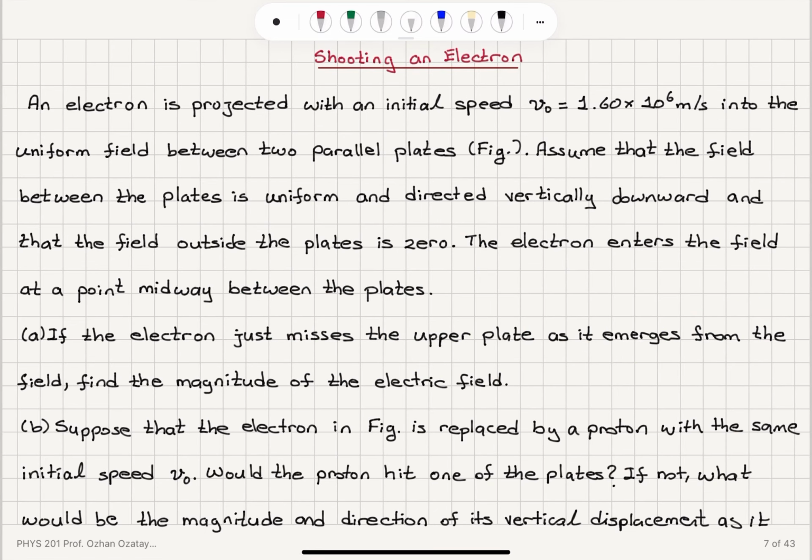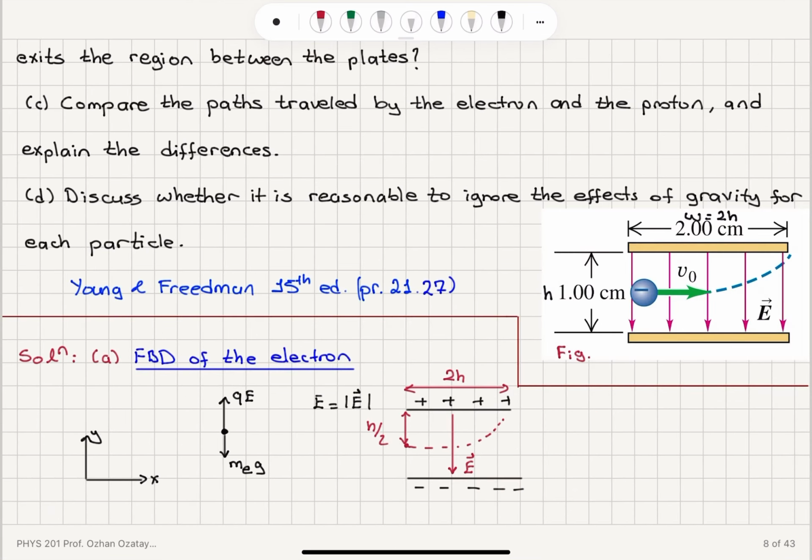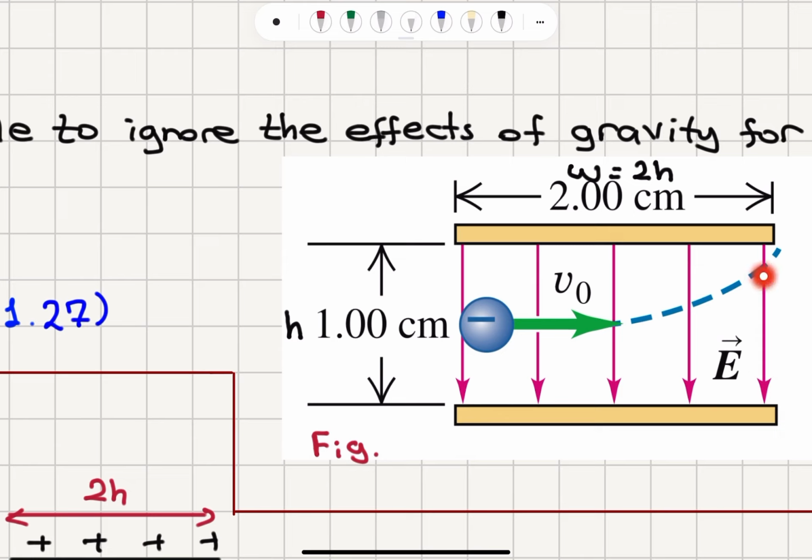Assume that the field between the plates is uniform and directed vertically downward and that the field outside the plates is zero. The electron enters the field at a point midway between the plates. Part A: if the electron just misses the upper plate as it emerges from the field, find the magnitude of the electric field. So it comes out, it just misses the upper plate as it leaves.